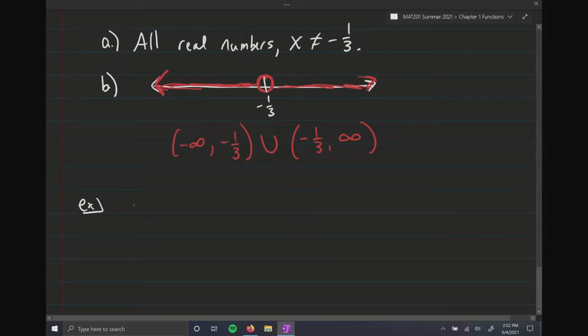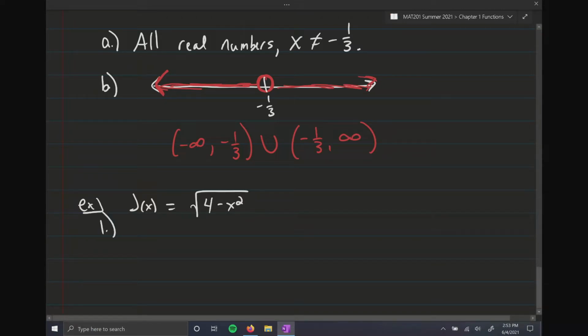So the next example that I want to do, let's see. I'm going to use j of x, because my first name starts with a j. And this is going to be the square root of 4 minus x squared. Okay? So, step 1 again.